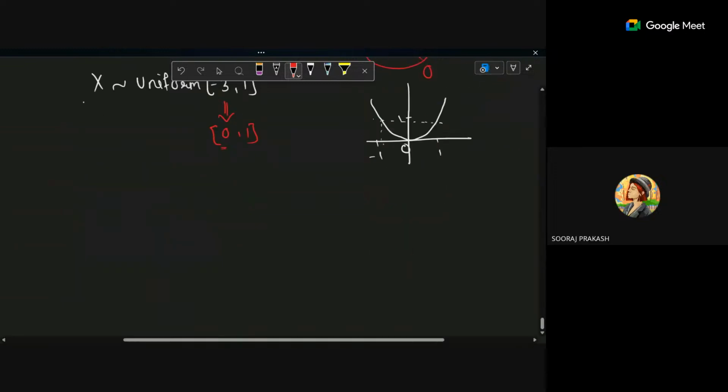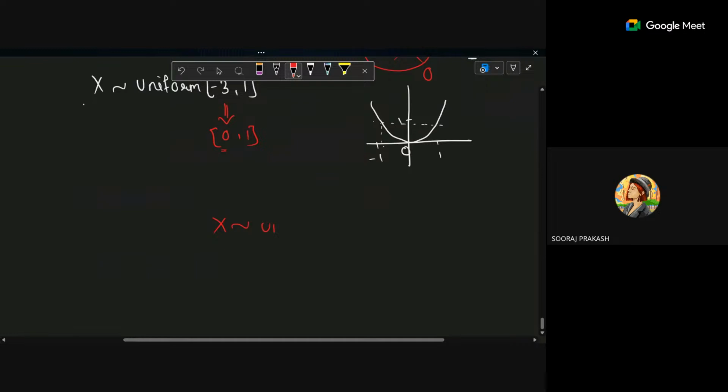If the function is y equal to x square, just the support has changed from minus 3 to 1, to 0 to 1. Once the support is changed, there is no need to integrate from minus square root y. The function is same, y is equal to x square, but I do not need this minus square root y now. Why? Because this is not the support of my x.